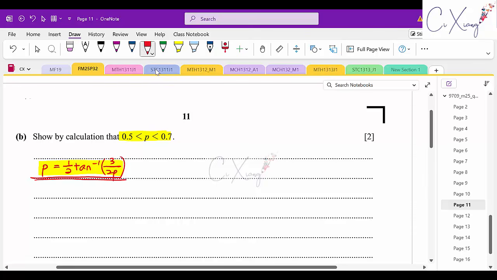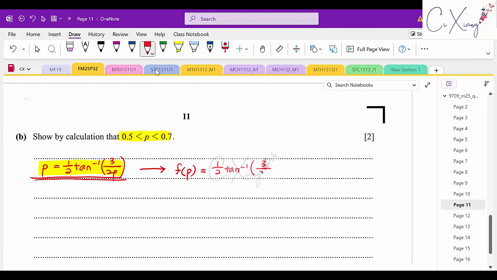Now to find out the sign change, I need to make this equation become a function in terms of p. So how to make it become the function? You have to bring every term to group them at one side only. So I'll be having half tangent inverse 3 over 2p minus the p.